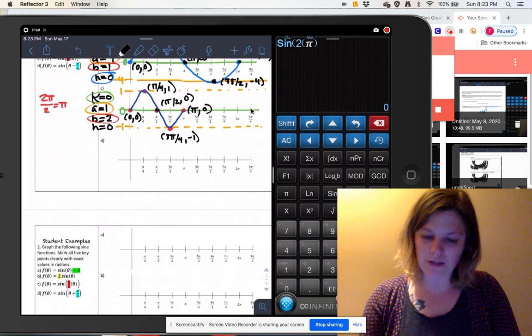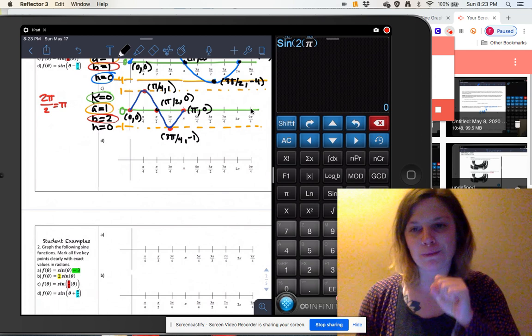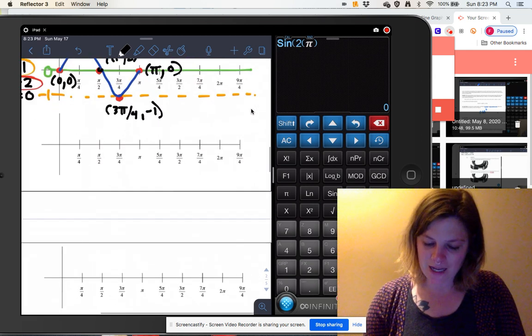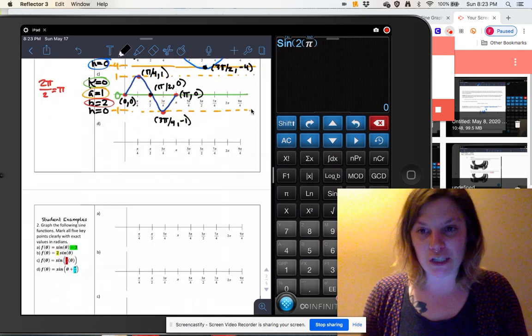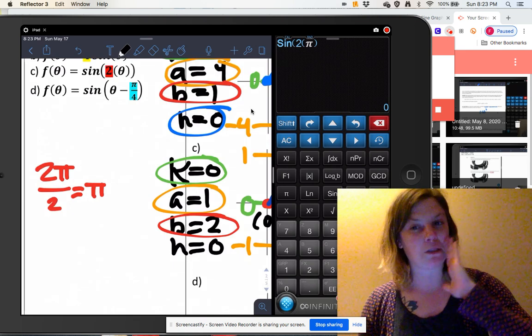Let's keep going here. Last one for me, and then I'm going to pause and you have to try on your own with some different values. Okay. Here we go. Our final function is example D, where we have an H value. This one is tricky. I'm just giving you a little bit of warning. This can be a little tricky.